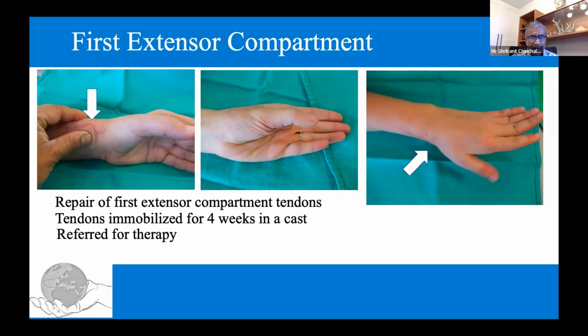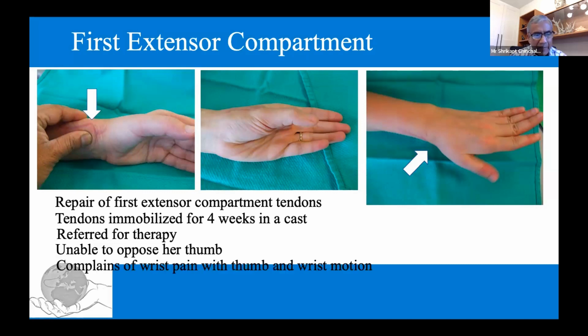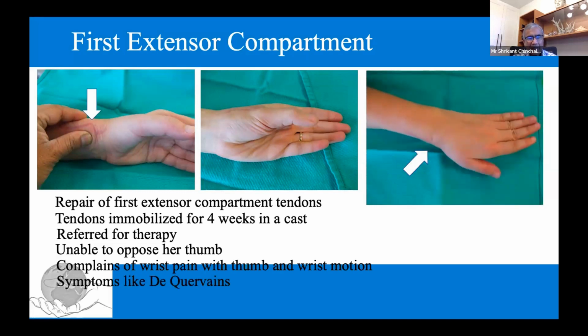This patient was referred for therapy. We started with a mobilization program. However, we were unable to regain her thumb opposition to index, long, ring, and small, and she had utmost difficulty even opposing to the base of the fifth because the extensor tendon had significant gliding limitation beneath the extensor retinaculum. Upon moving her wrist with the thumb, the patient complained of severe wrist pain, and the symptoms were somewhat similar to de Quervain's tenosynovitis. However, it was not.